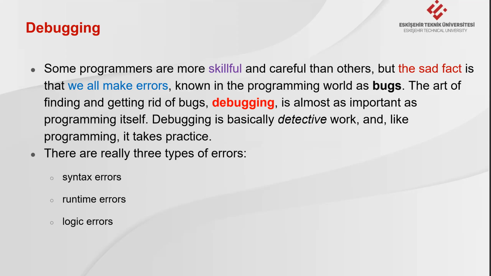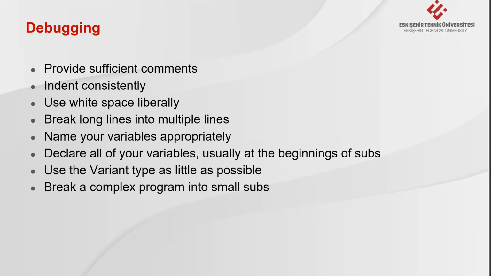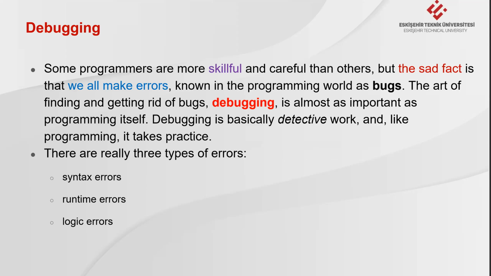Debugging. Some programmers are more skillful and careful than others, but the sad fact is that we all make errors. Everybody makes errors, it's a fact. In the programming world, we say that these are bugs. The art of finding them and getting rid of the bugs is called debugging, and it is almost as important as programming itself. Debugging is basically detective work, and like programming, it takes practice.